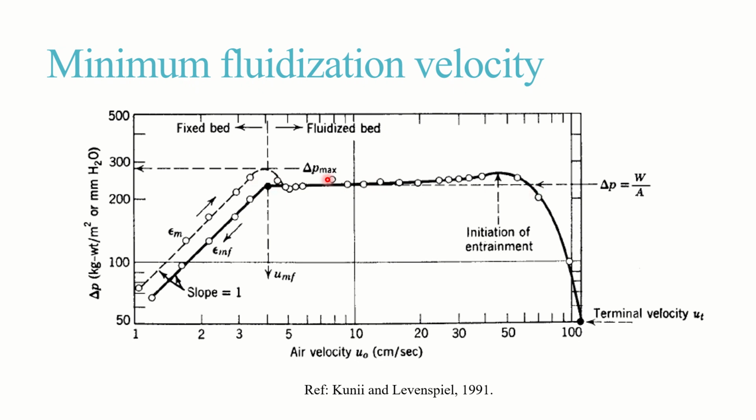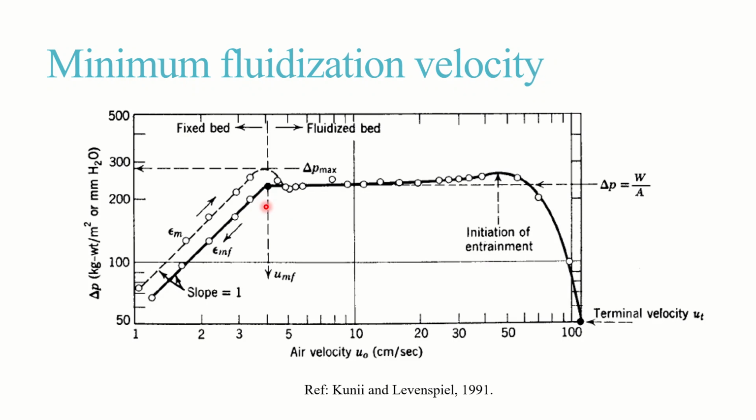After this the particles start to behave as a fluidized bed, so the pressure drop remains constant. The pressure drop keeps on increasing till some velocity. This velocity is known as minimum fluidization velocity, and it can be calculated by using various equations like Ergun's equation, Wen and Yu equation, and there are so many equations with some conditions imposed on them.